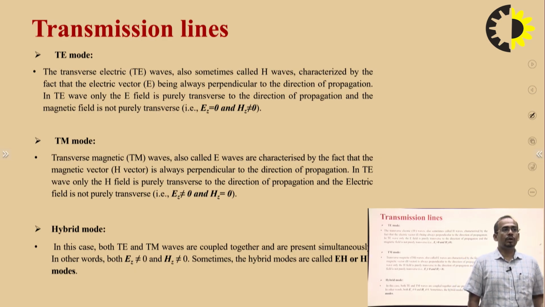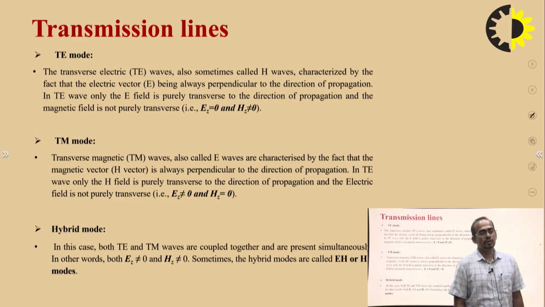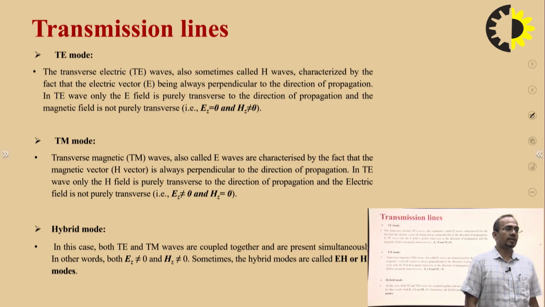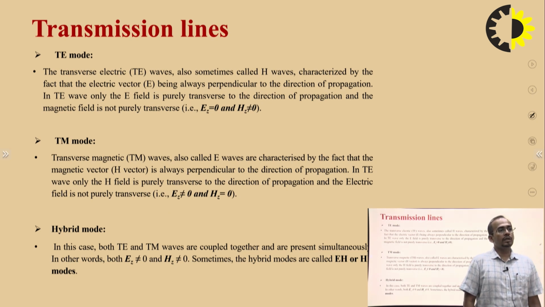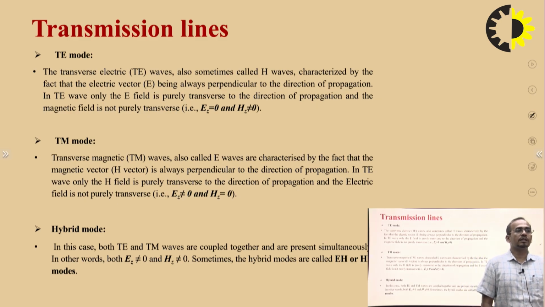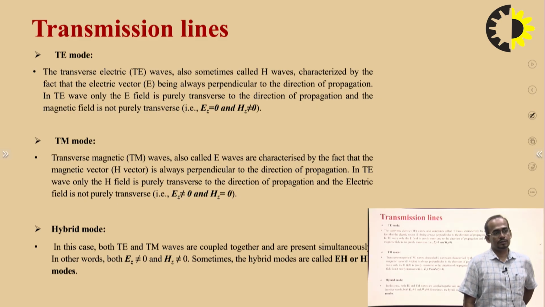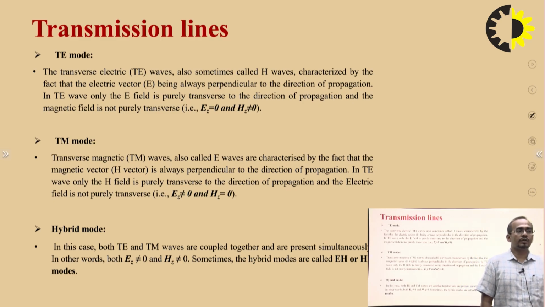In TE wave, only the electric field is purely transverse to the direction of propagation and the magnetic field is not purely transverse. In TM mode, transverse magnetic waves, also called E waves, are characterized by the fact that the magnetic vector H is always perpendicular to the direction of propagation. In TM wave, only the H field is purely transverse to the direction of propagation and the electric field is not purely transverse. It means Ez is not equal to 0 and Hz is 0 in case of TM mode.